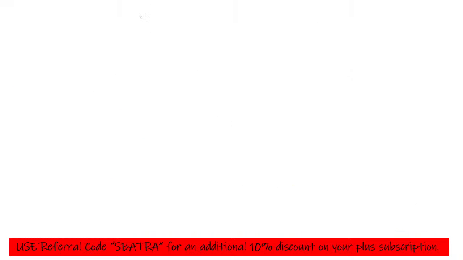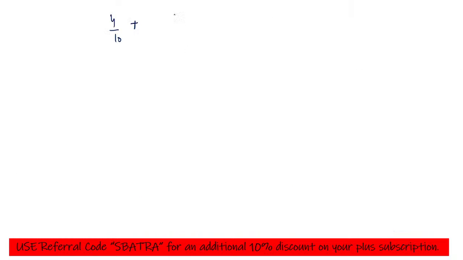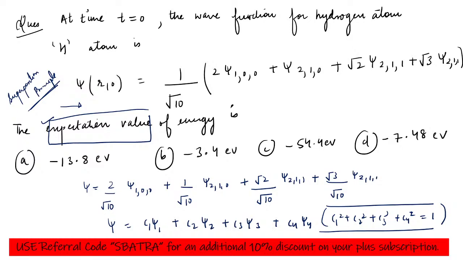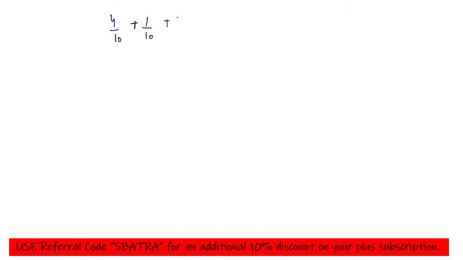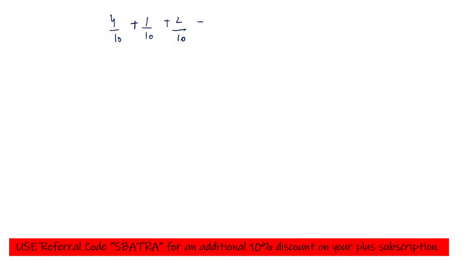Okay, so C1 square, what is C1 square? That is your 4 by 10. C2 square is your 1 by 10. Then you have C3 square, it's 2 by 10. Then you have C4 square, and C4 square is 3 by 10. So 3 and 5, and this is your 7.